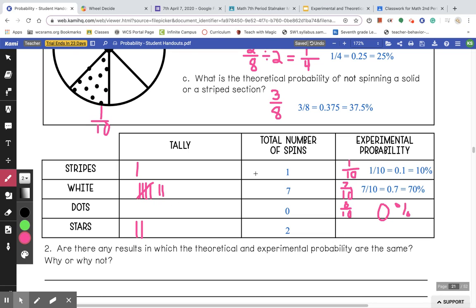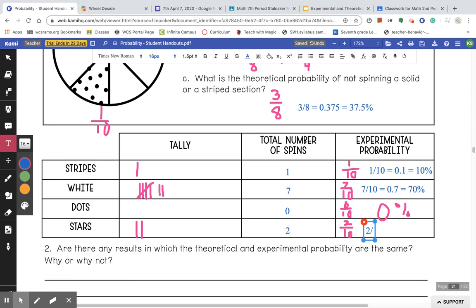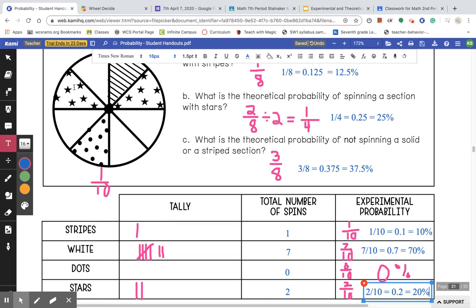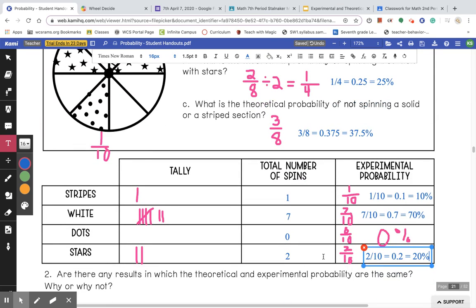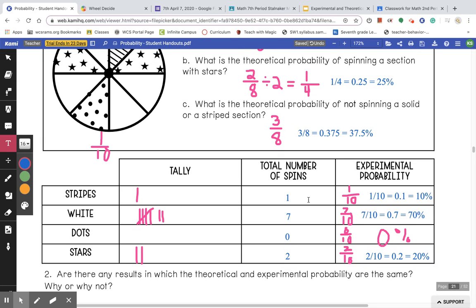And then for stars, we got 2, so it landed twice out of the 10 spins. And then to make that a percent, you do 2 divided by 10, which gives us 0.2, which is 20%. So if we look up here, stars appears twice. Well, 2 out of 10, what should have happened? It is 20%. What actually happened is exactly the same as what should have happened. It landed on it twice. So that is how we do that.